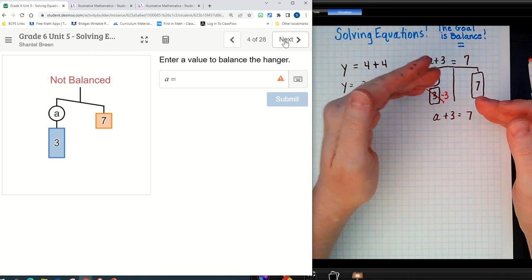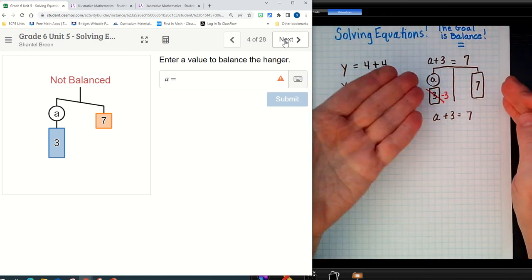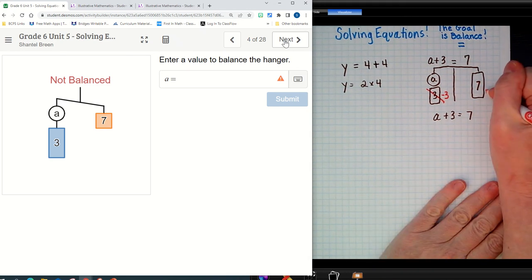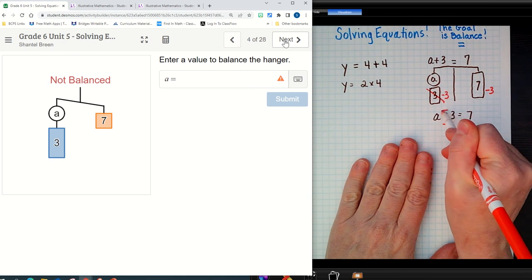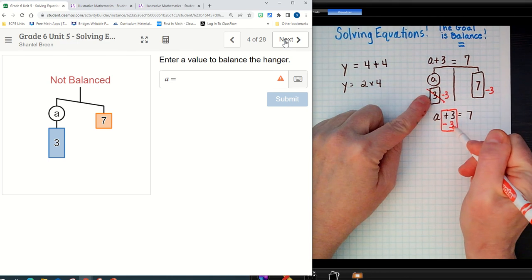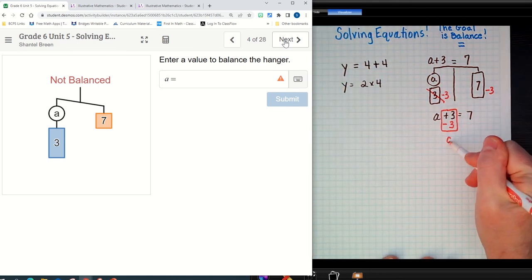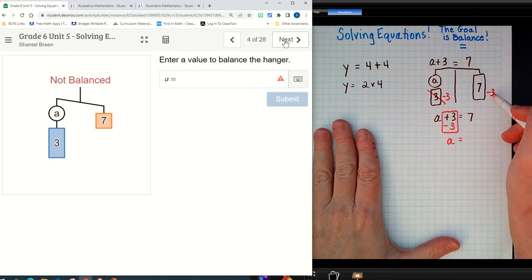It's going to be off balance, which is expected. If I took a 3 off of a scale and I left just the one weight there, they're not balanced anymore. So I have to also take 3 from this side as well. So mathematically, we are creating what we like to call a zero pair here, because a 3 minus a 3 is 0. It's no longer there. All we have is the A. And on this side, we're taking 7 minus 3.